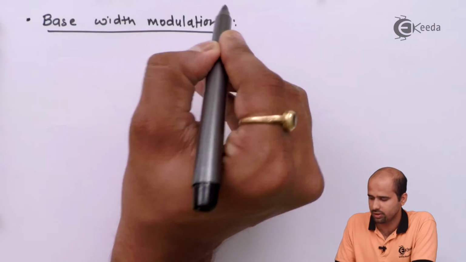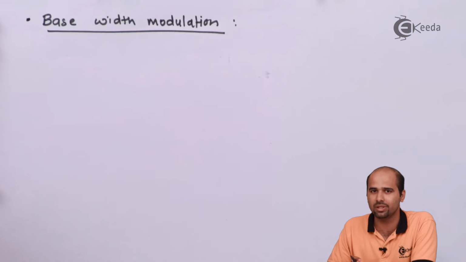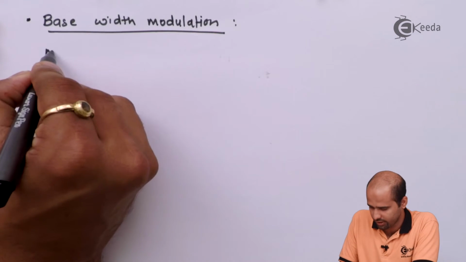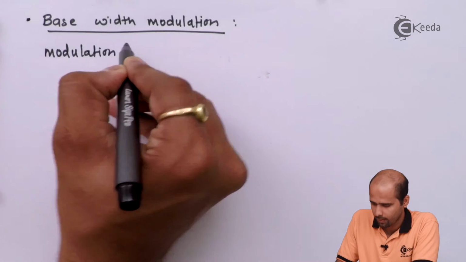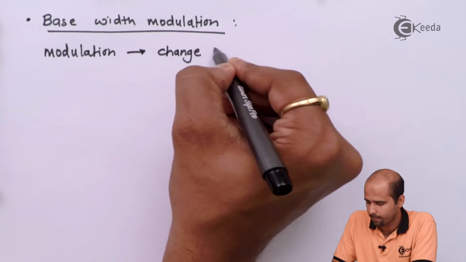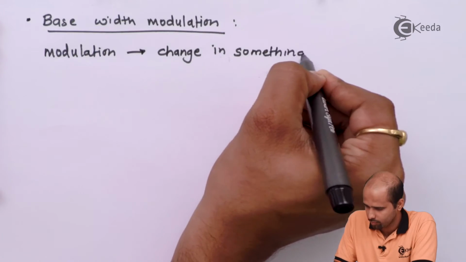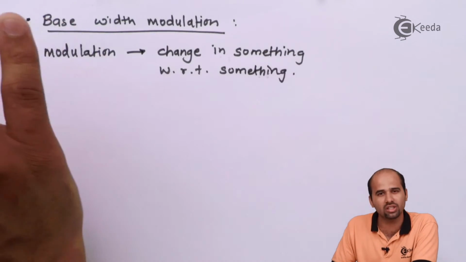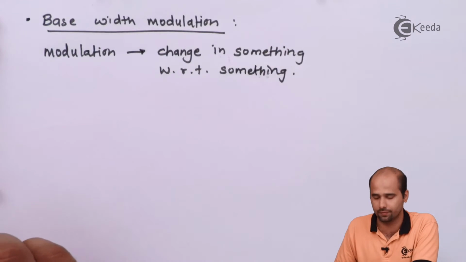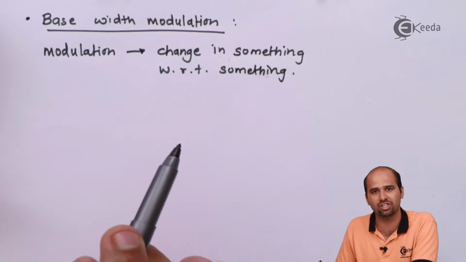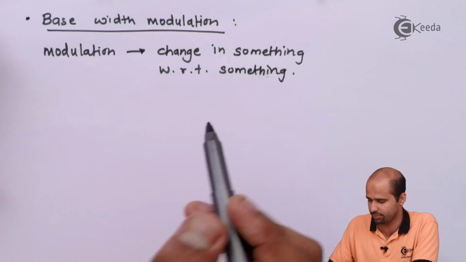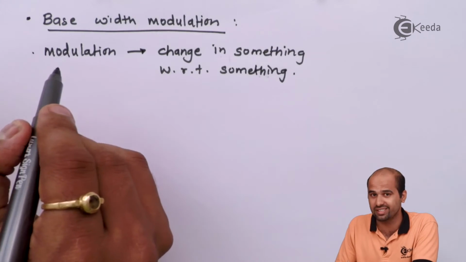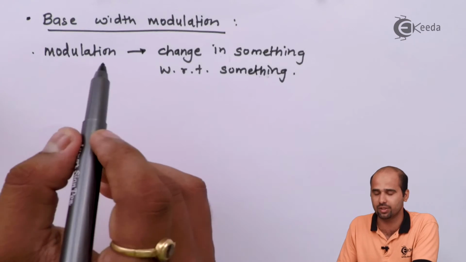This concept gives you the idea that something is changing with respect to something. So the modulation is nothing but, this is a general statement of the word modulation: change in something with respect to something, or due to something, right? So base width is changing, right? So that's why the word base width modulation.